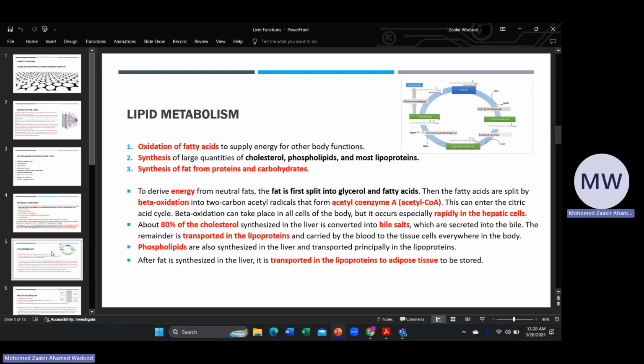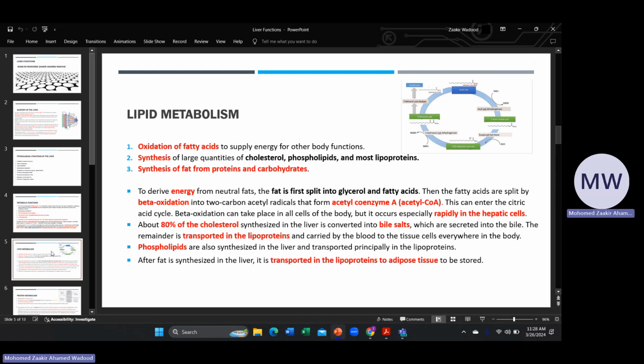Next up, we have basically lipid metabolism. In the case of lipid metabolism, primarily this is done in the form of oxidation of fatty acids for energy. And of course, you also have the production of large amounts of cholesterol, which, as you know, is important for membrane stability. You also have phospholipids, which are important for the formation of the lipid membrane, so for cell membrane integrity, and even lipoprotein molecules, which are very important for the transport of lipid molecules.